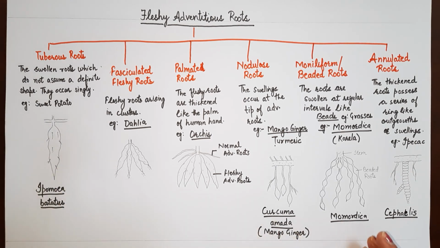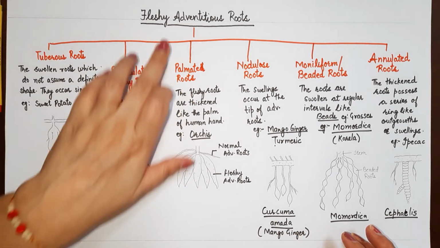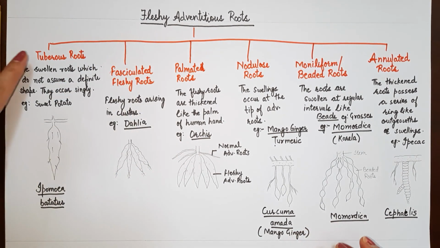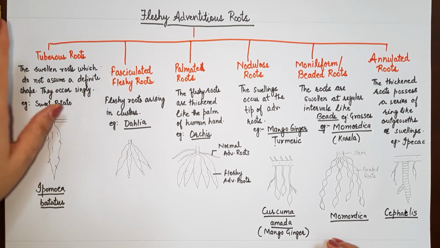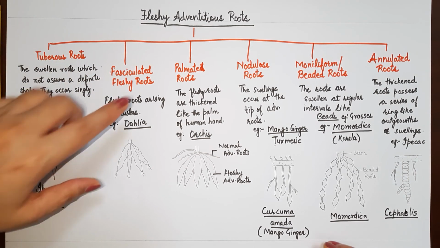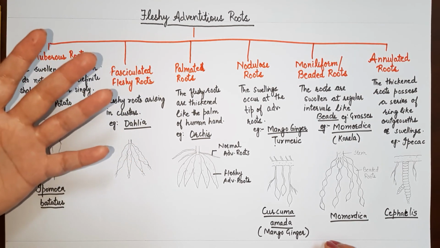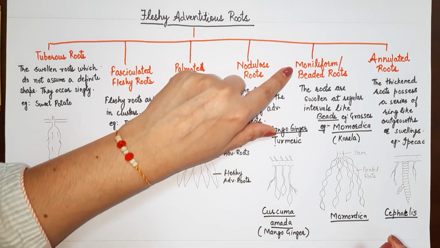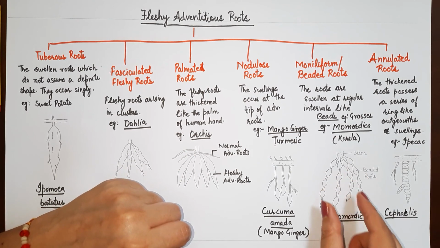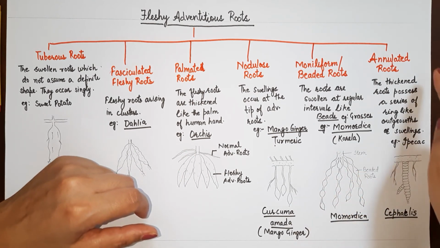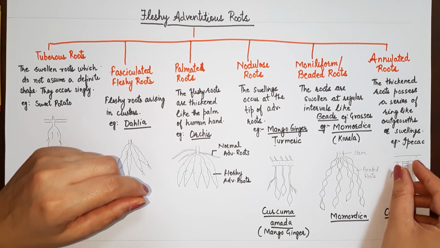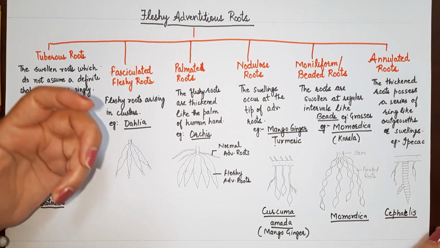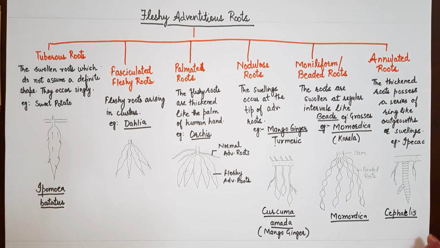So these are the various categories of fleshy adventitious roots, means the adventitious roots which store food. So tuberous roots when no particular shape is there and they are present singly. Fasciculated roots when no particular shape is there but they are present in clusters. Palmate roots when they give the appearance of human palm. Nodulose roots when they have the swellings at the tip like nodules. Moniliform roots when the roots are beaded, it means the swellings are at regular intervals. Annulated roots in which the swellings are present in the form of a series and they are in the form of the discs, then they are called annulated roots. So that was all about the fleshy adventitious roots.